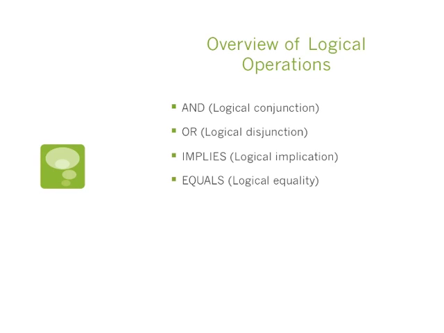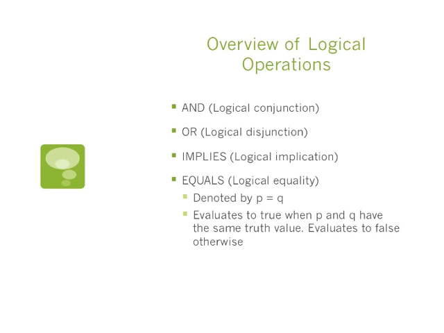The equals operator, also known as logical equality, is much as you'd expect. It is denoted by an equal sign, and is pronounced P equals Q. As you can imagine, this is true when P and Q have the same truth value, either both true or both false.